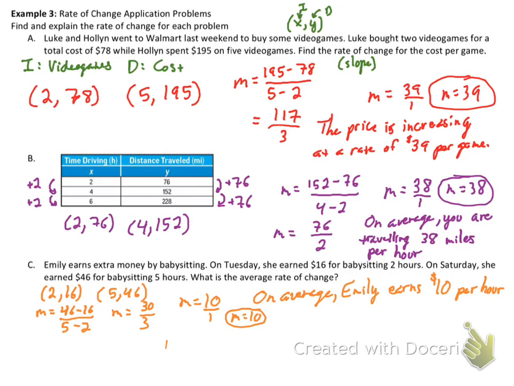And what does slope mean? It means on average, you're going up or down by how much per unit. So like in B, you're traveling 38 miles in 1 hour. That's on average, you're traveling 38 miles per hour. In C, on average, Emily is earning about $10 per hour.